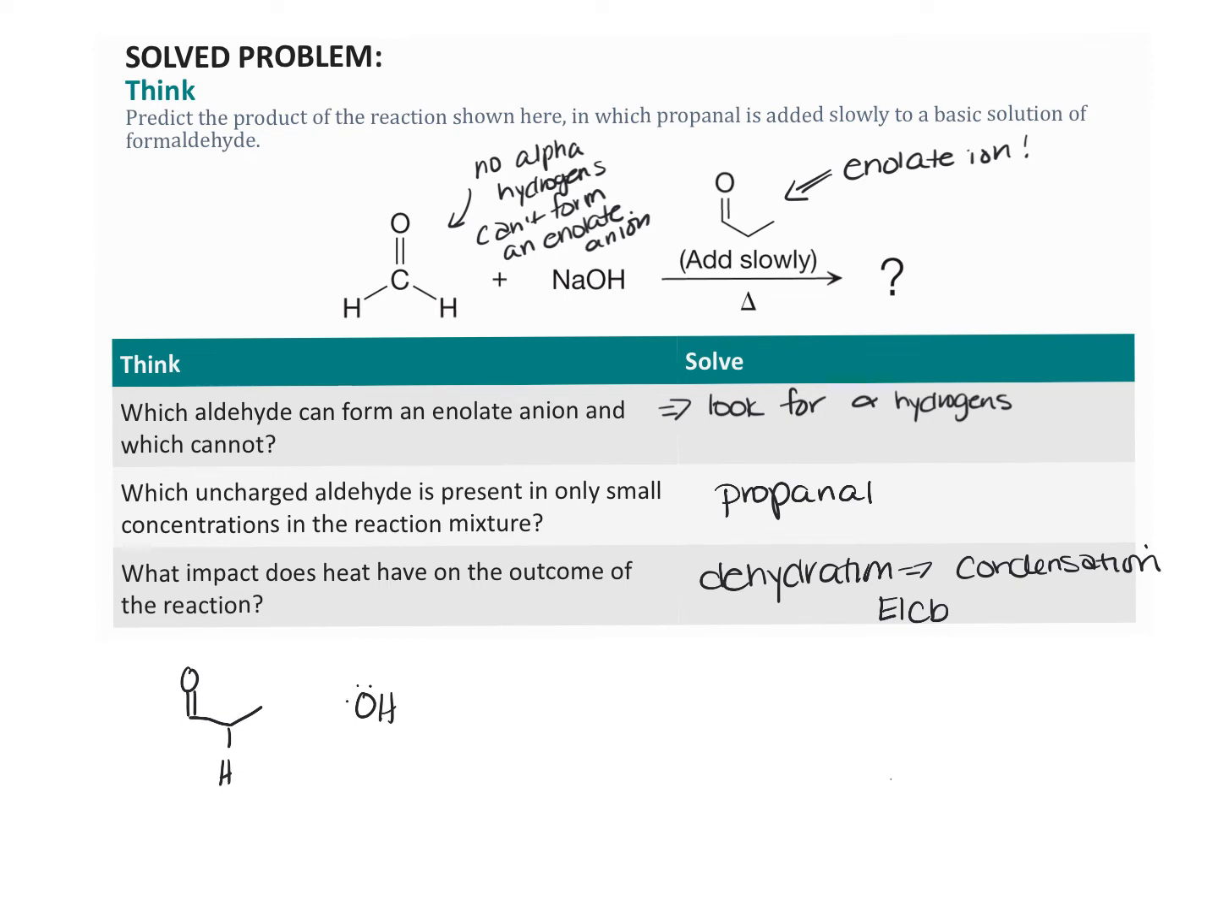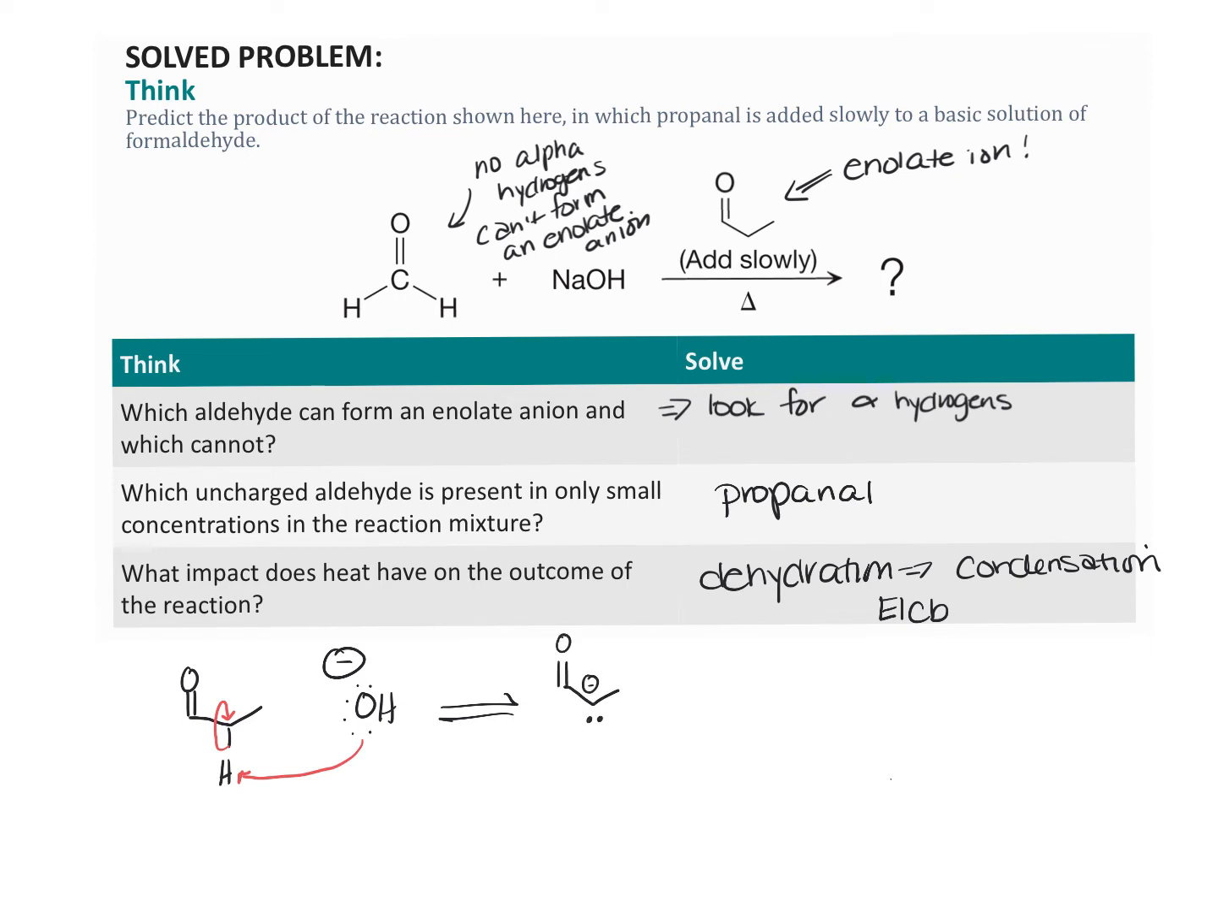So we are going to do the mechanism, right? When we look at the mechanism here, these electrons are going to come down. They're going to steal that proton. These electrons are going to go back up on that carbon, right? So that means that now we have our enolate ion.